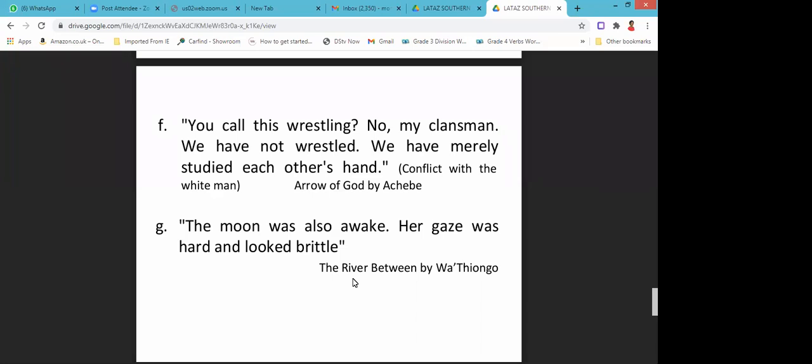Then we have: the moon was also awake. Her gaze was hard and looked brittle. This is from The River Between. And here we're likening the moon being awake and her gaze.